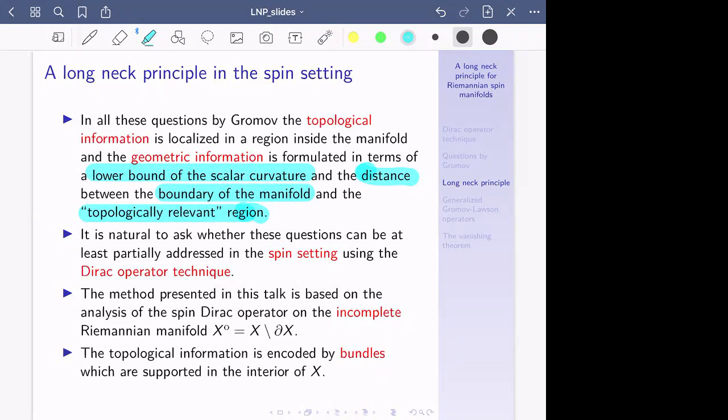And then it is a natural question to ask whether these questions can be at least partially addressed in the spin setting using the Dirac operator technique. And actually, this is exactly what I will present in this talk. In the situation that I will consider, I will use analysis of the spin Dirac operator on the incomplete Riemannian manifold, which is obtained from a compact manifold with boundary, in which I remove the boundary, and the topological information is encoded by bundles which are supported in the interior of the manifold X.